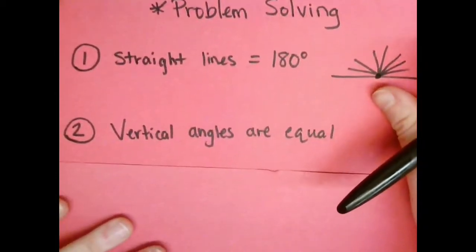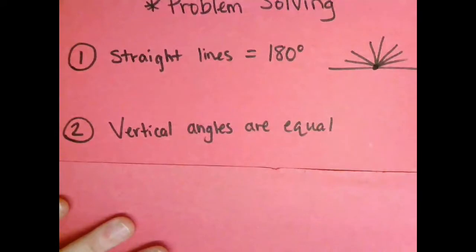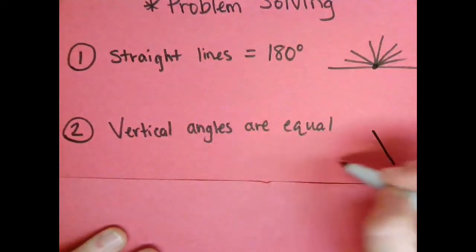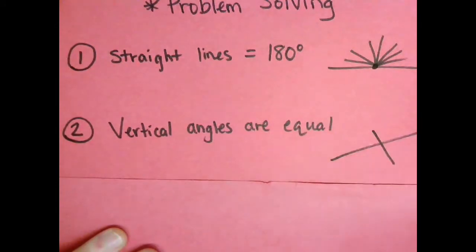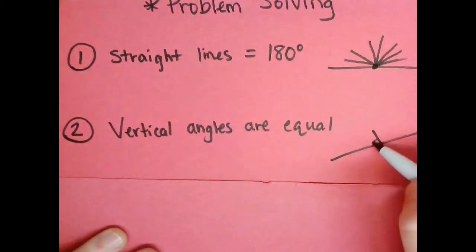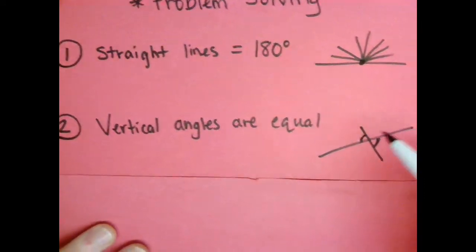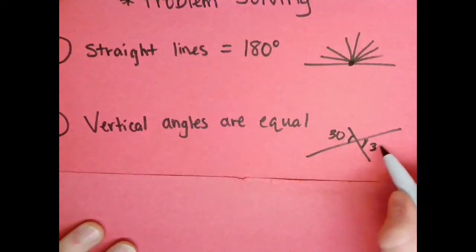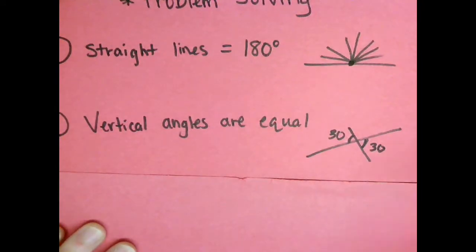The second rule that we want to establish is this idea that vertical angles are equal. This means when I have 2 lines that are intersecting here, the angles that are across from each other are called vertical angles, and they're going to be equal. That means that if this angle here is equal to 30 degrees, the one across from it is also going to be equal to 30 degrees.